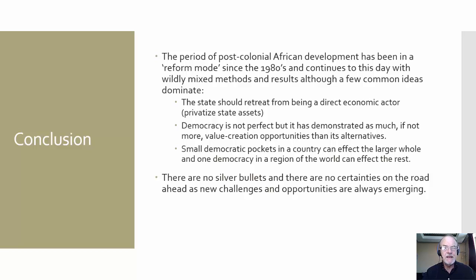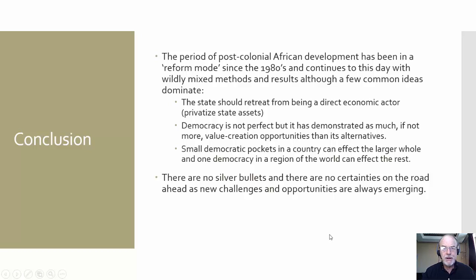In other words, that state assets, state companies, state-run farms, more of what we would call the socialist model, should be privatized, because private business interests, even if they're controlled by elites, tend to be more efficient than the state in running these things, particularly in states that have very low capacity, as we know is the case in many African states. Democracy is not perfect, but it has demonstrated as much, if not more, value creation opportunities than its alternatives. So states which are trending towards democracy also seem to have an improved economic situation, although it's not a one-for-one comparison.